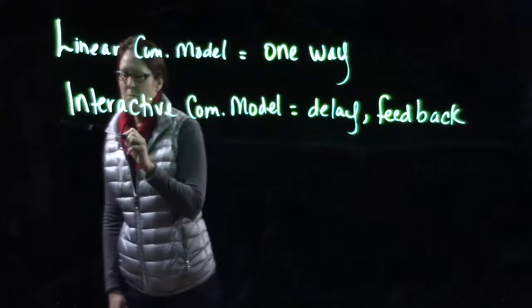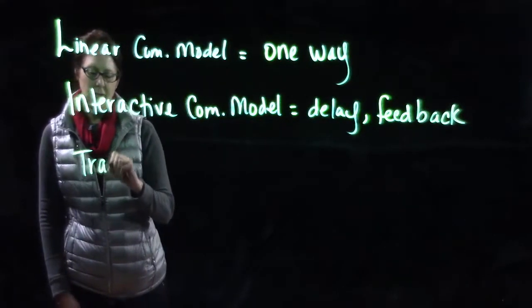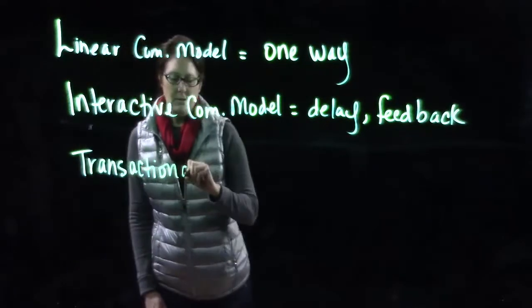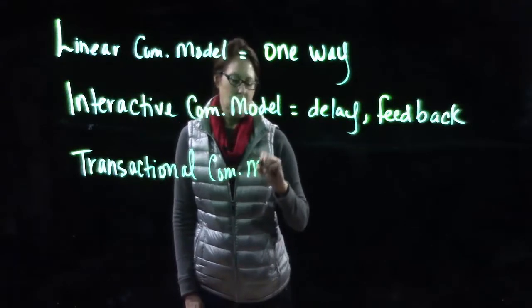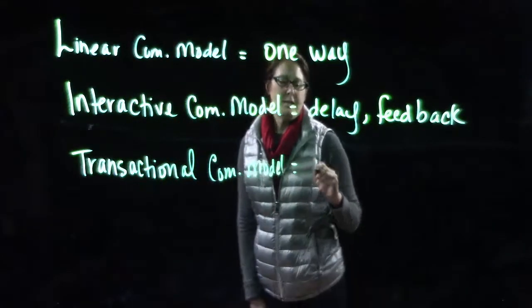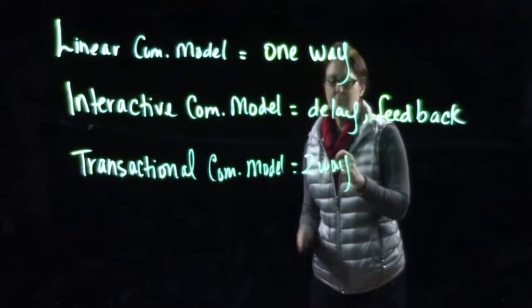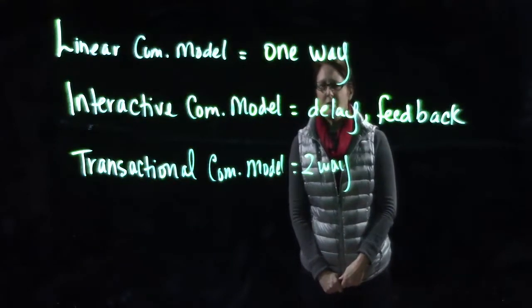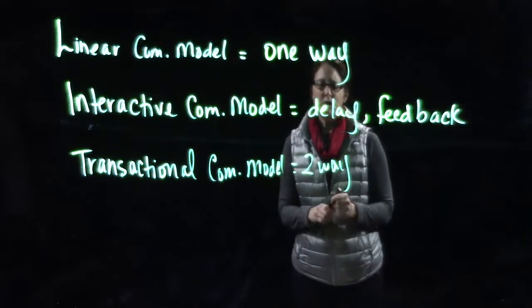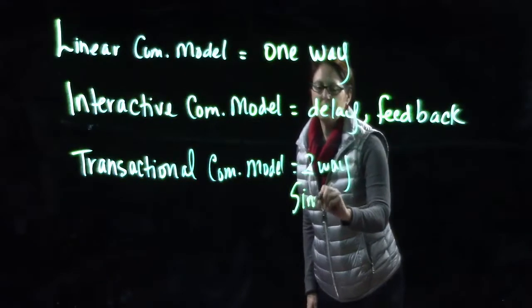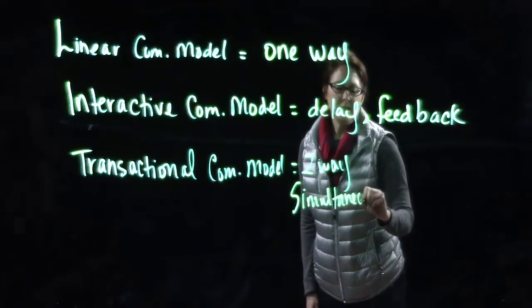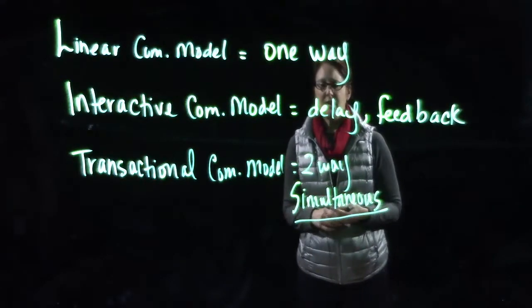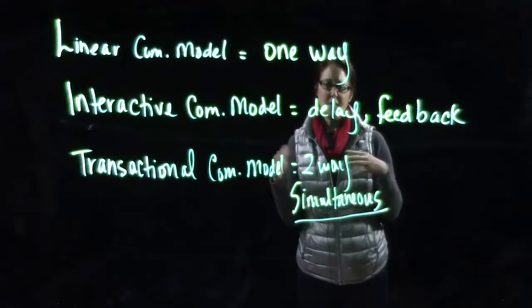The final model I want to talk about, and this is really the heart of communication, is transactional. It's two-way communication, and the transactional model is occurring simultaneously. This is a key word. This is going to be on the exam. When you say transactional communication, it's simultaneous, meaning it's occurring all at the same time.